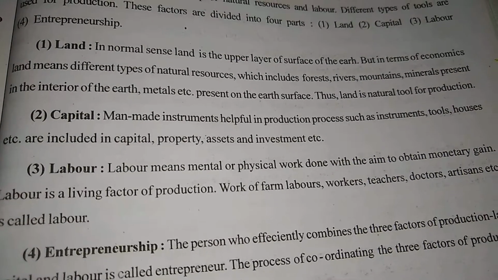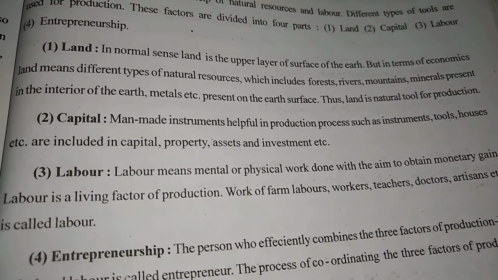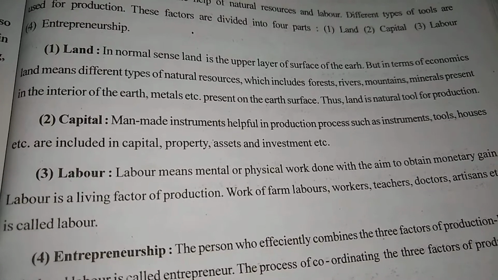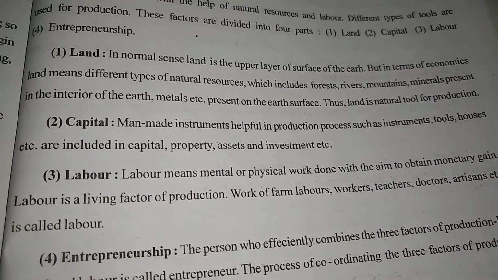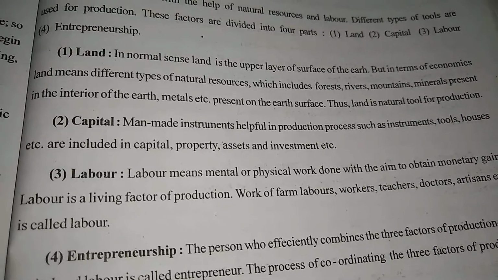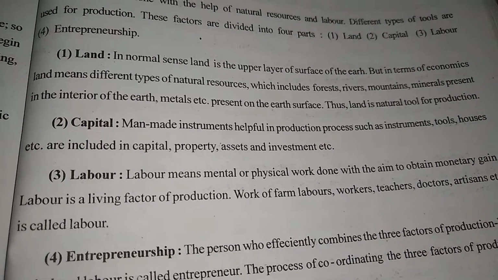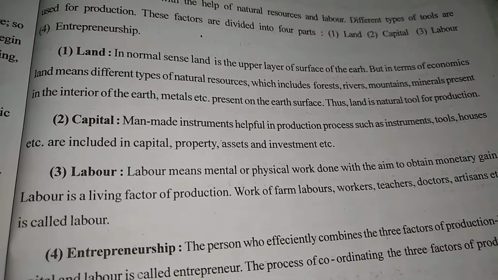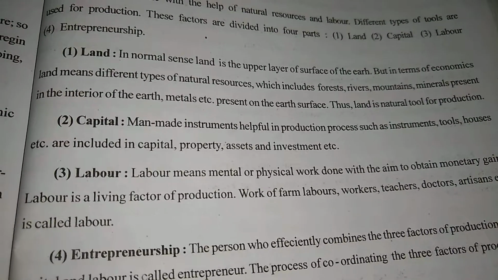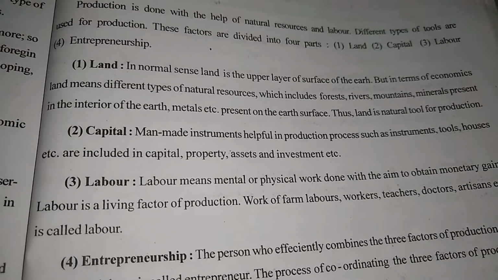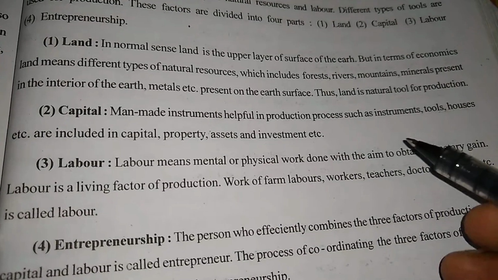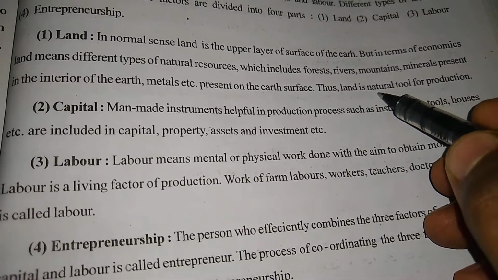Here they can ask a tricky question: write the economic definition of land. Then you have to write that land means different types of natural resources, including forests, rivers, mountains, minerals in the interior of the earth, and the metals present on the earth's surface. They are all combinedly known as land. If you want to start production, you require land directly or indirectly. Thus, important: land is a natural tool for production.